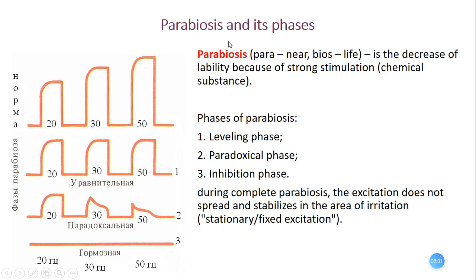And again one more important concept is called parabiosis. Here para means near, and biosis means life, so near life kind of. It's a decrease of lability because of strong stimulation or chemical substance. And again here it says it has three phases: the first one is the leveling phase, the second one is the paradoxical phase, and the third one is the inhibition phase.